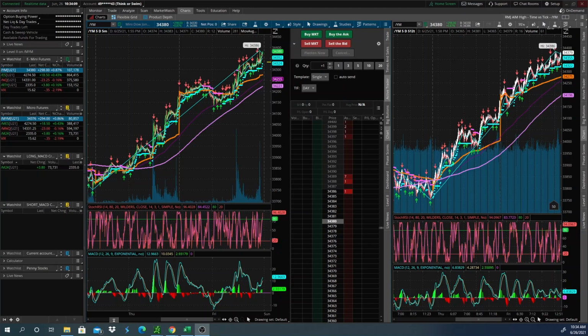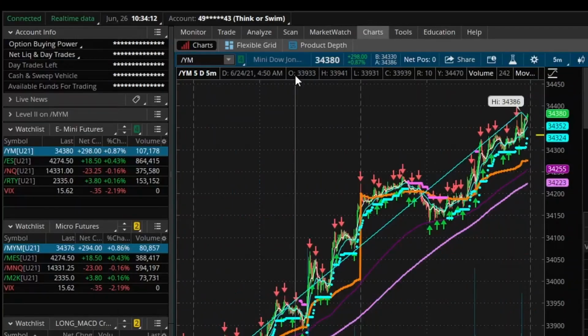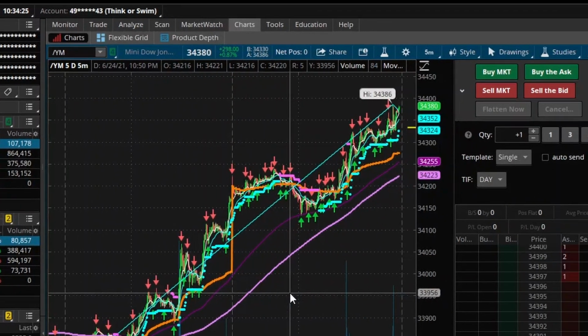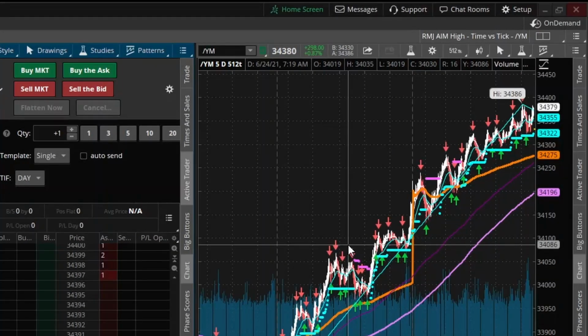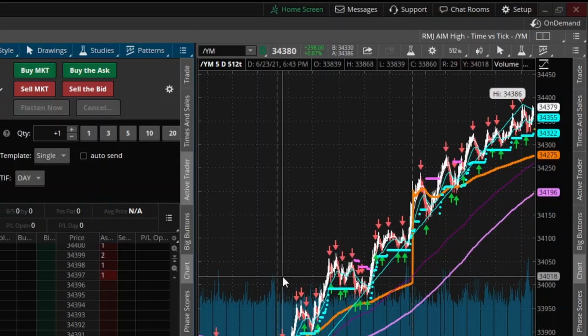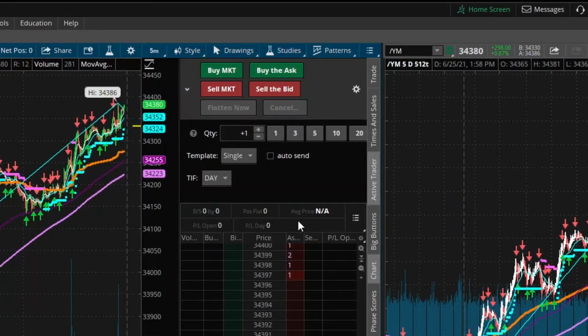Right now on the chart, what we're looking at is the E-mini Dow Jones Industrial Average, the YM. If you've looked at my previous content, or if you're new, how I trade is I use two charts. On the left is a time-based chart with 5-minute candlesticks, and on the right is a tick-based chart, which has 512 ticks. But I'm not going to go into the strategy right now. What I'm going to focus on is the center here.